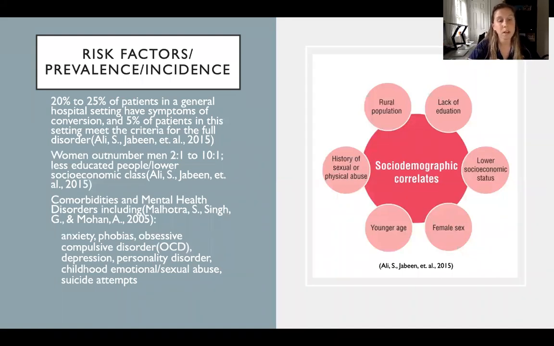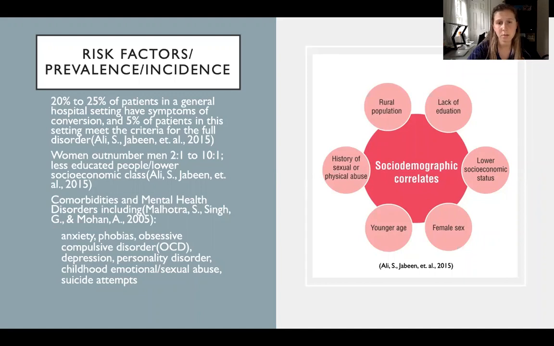So studies have estimated that 20 to 25% of patients in a general hospital setting have symptoms of conversion, and 5% of patients in this setting meet the criteria for the full disorder. Among adults, women diagnosed with conversion disorder outnumber men by a 2-to-1 to 10-to-1 ratio, and less educated people and those of lower socioeconomic status are more likely to develop conversion disorder. Other risk factors include comorbidities and other mental health disorders such as anxiety, phobias, OCD, depression, personality disorders, childhood abuse, and suicidal thoughts or actions.